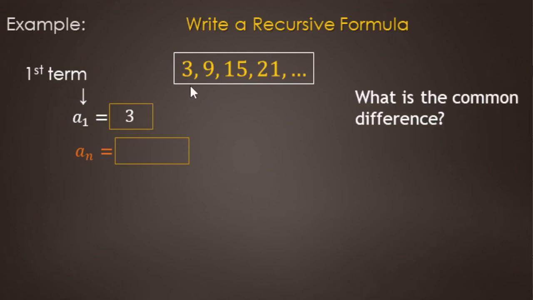Okay? So in this case here, we're going from 3 to 9 to 15 to 21. So 3 plus what makes 9 plus what makes 15 plus what makes 21. That's going to be a plus 6. Normally we would just say 6. We don't need the plus out there in front, but it is a plus 6.